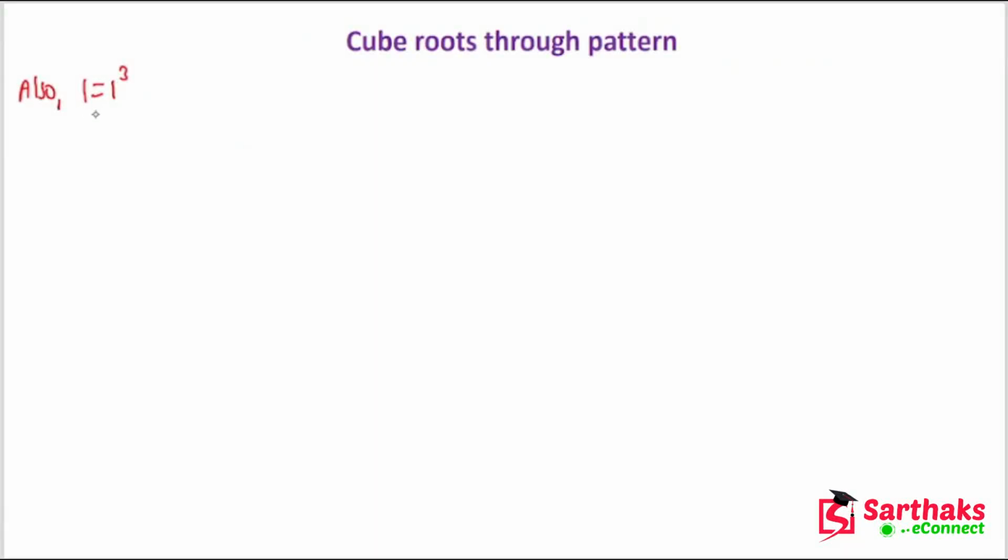So 1 cube is equal to 1. Now if we add 1 plus the next member of this pattern, which was 7, it will be 2 cube. And if you subtract 1 from 2 cube, it will be 7. Now the next member was, I think, 19, right? So it will be what? 3 cube. So instead of getting odd natural consecutive numbers, we are getting something like this.